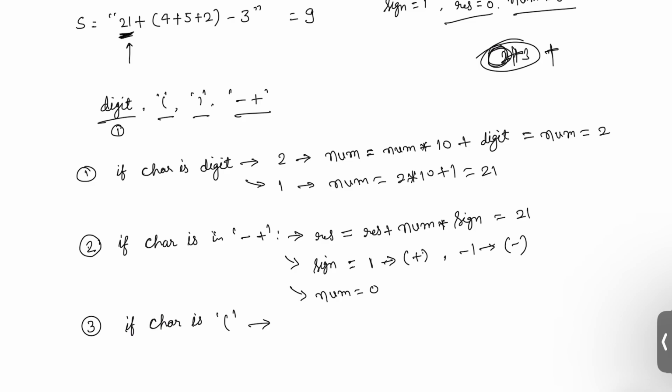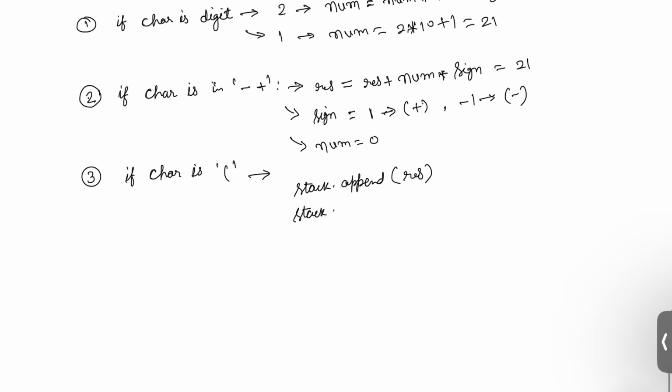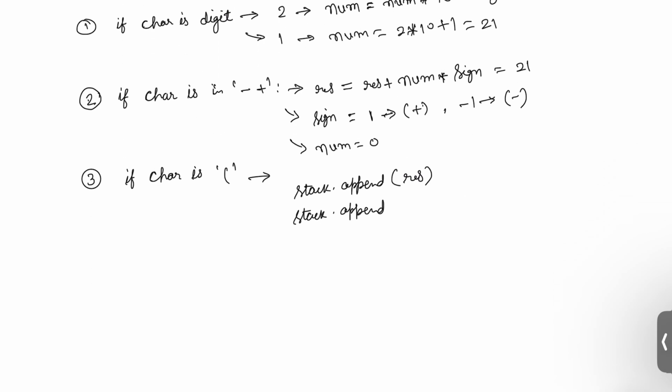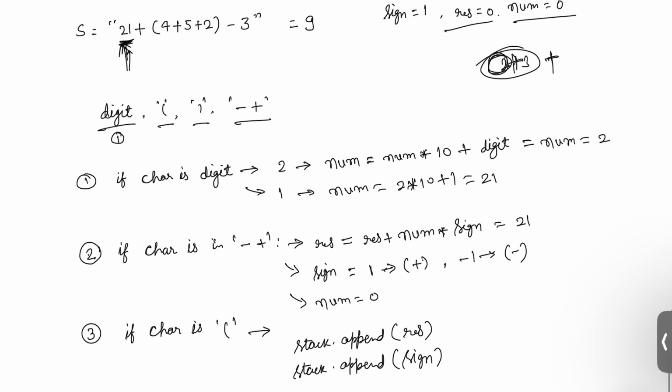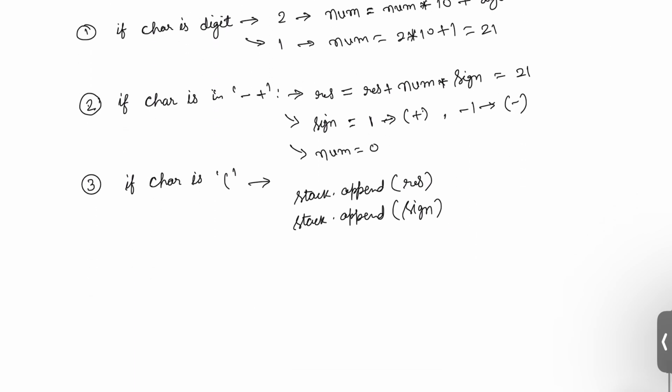And before it comes, result, this number, and then plus sign. So I will take one stack, and in that stack, I will append. First, I will append result, because a stack works in last in first out order. So it will go first, then it will come last. Then we will append the sign, because we have to bring the sign now before the result. Then we will append sign, okay.